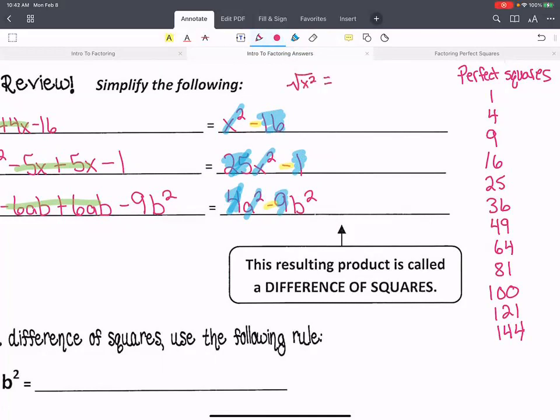And also x squared is a perfect square because if I take the square root of x squared, what do I get? Good. If I take the square root of a squared, what do I get? If I take the square root of b squared, what do I get? See how those are perfect squares?